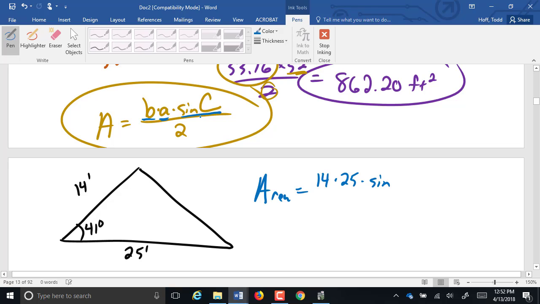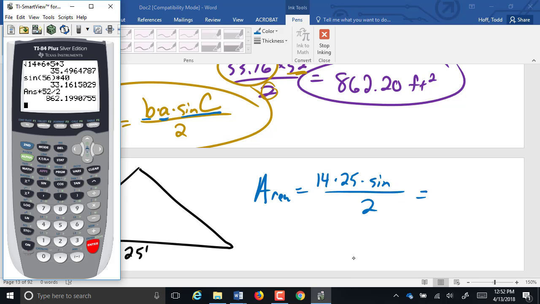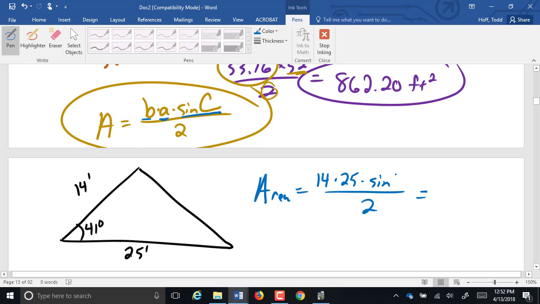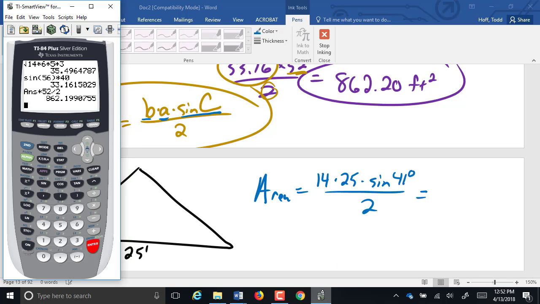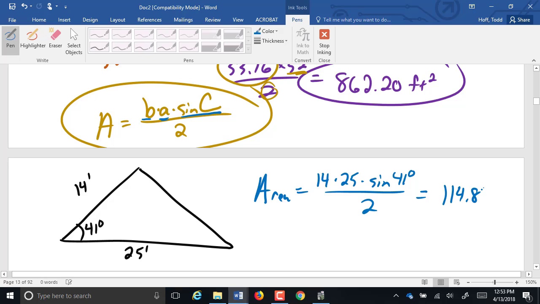A times B, times the sine of C. C is the 41 degrees, all over 2. So 14 times 25 times sine of 41. Close my parentheses, divide by 2. 114.81. Those were in feet, so this is square feet.